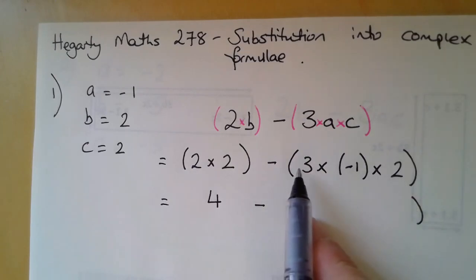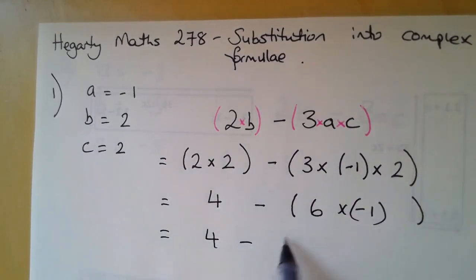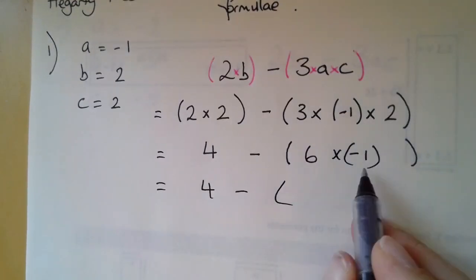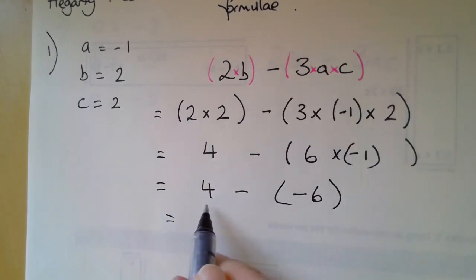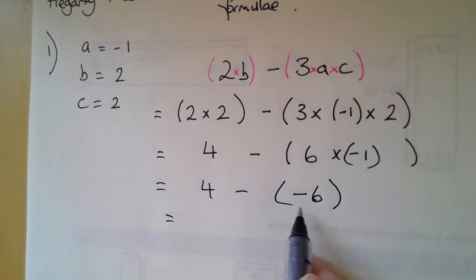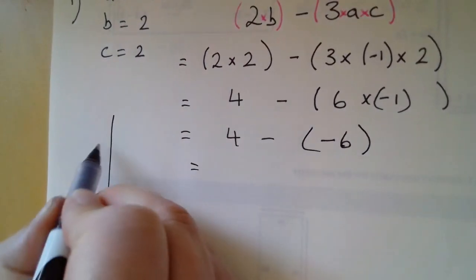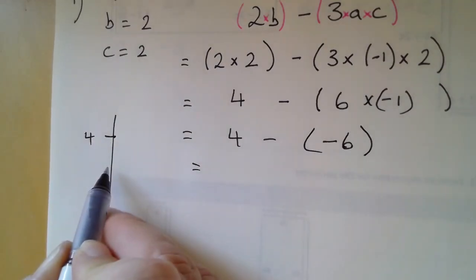I could do the 3 and the 2 first, so it's 6 multiplied by -1. 4. And then I've got to do 6 multiplied by -1. 6 multiplied by -1 is -6. And then 4 subtract -6. So if we looked on a number line, we start at 4 and we are subtracting a negative number.